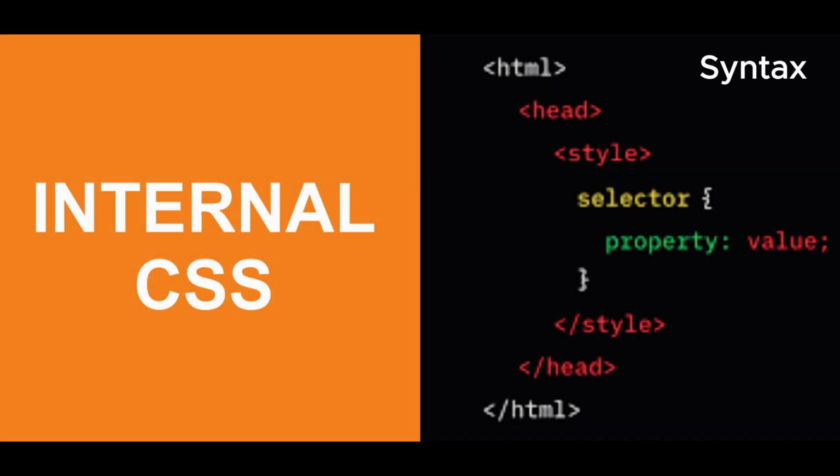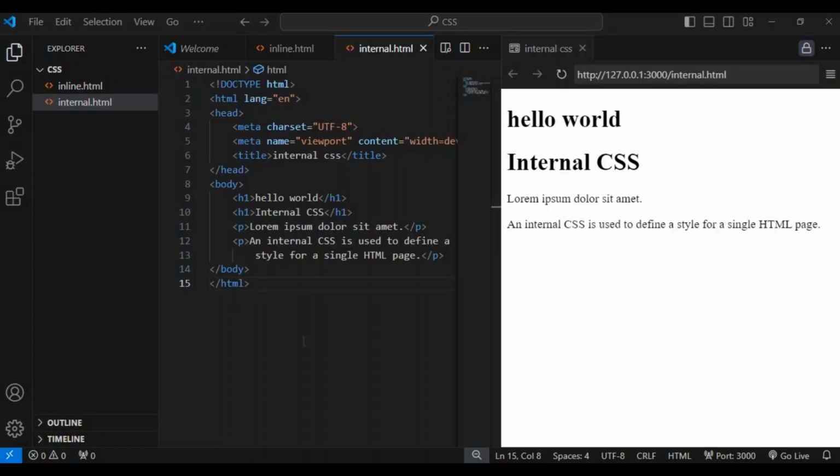Next is the internal CSS. All right, moving over to internal CSS. Here I created another HTML document specifically for this internal CSS. I have different elements here. Now, what internal CSS enables us to do, it helps us to style a single HTML document, unlike the inline CSS that styles those HTML elements individually.